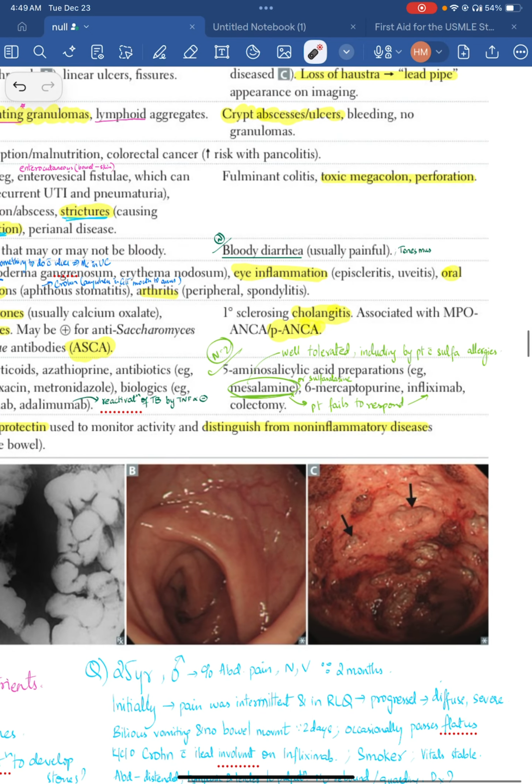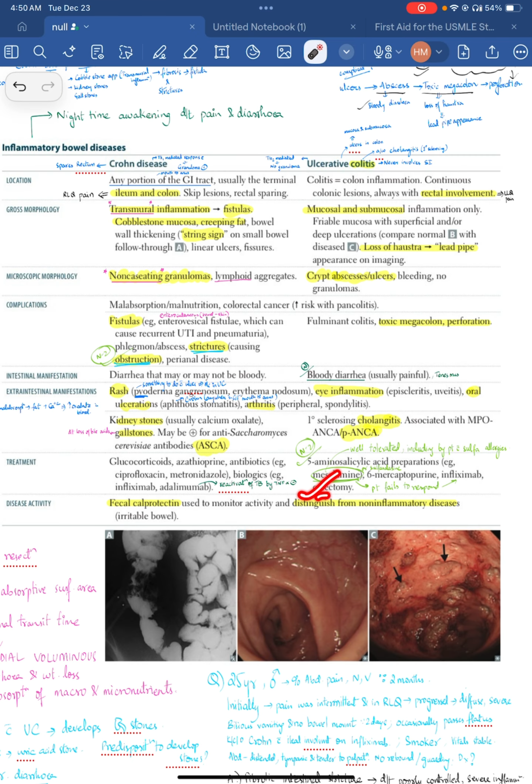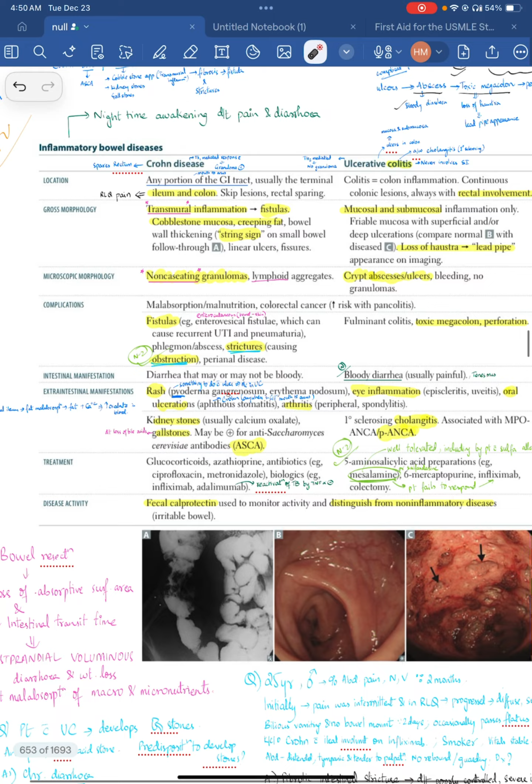And treatment includes 5-ASA, that is aminosalicylic acid preparations. Mesalamine. This is very important. It is well tolerated, including in patients with sulfa allergies. This can be given even in pregnant patients. In addition to that, you can use 6-mercaptopurine and infliximab. Infliximab is a TNF alpha inhibitor. Or you can do a colectomy. Why colectomy? Because it is usually involving the colon. If you just remove the colon, you won't have any colon-related symptoms in the future, right?